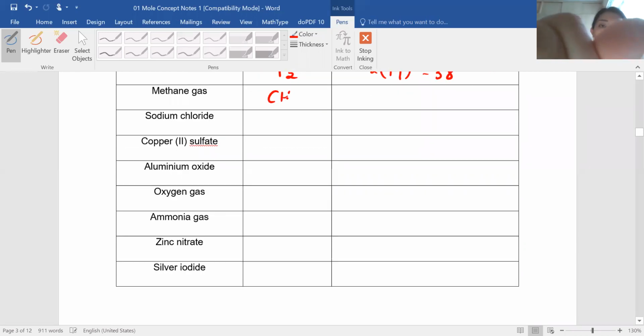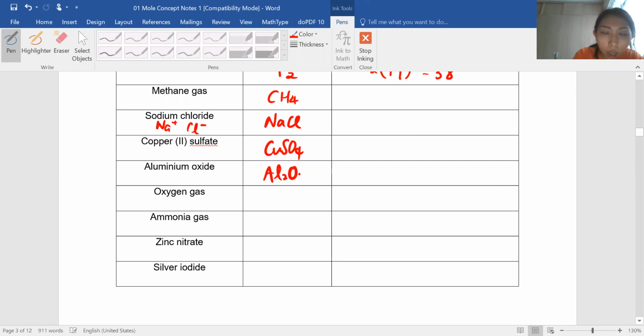Methane is CH4. Methane, you haven't learned before, so not to worry if you're not familiar. Sodium chloride is an ionic compound, so you have to use the crisscross method, which is Na plus, Cl minus. Do a crisscross, the formula is NaCl. Copper 2 sulfate. Aluminum oxide is Al2O3, oxygen diatomic, ammonia NH3. Zinc, remember, is 2 plus, so you have to do a bracket 2. Silver is Ag plus, iodide is I minus.